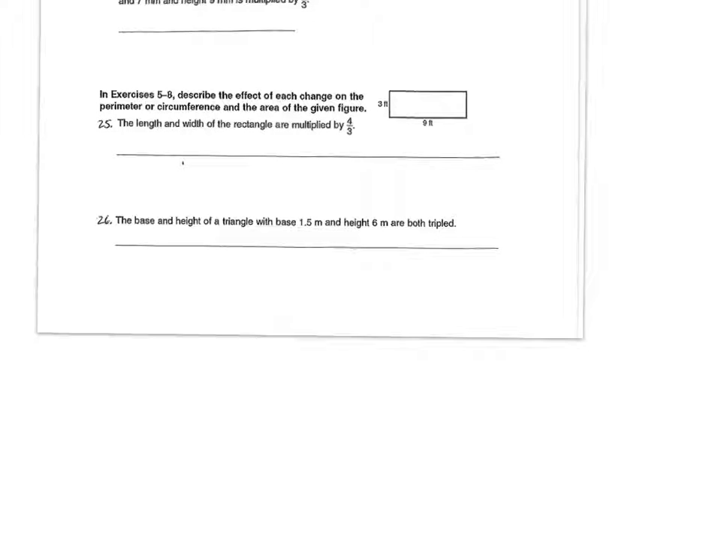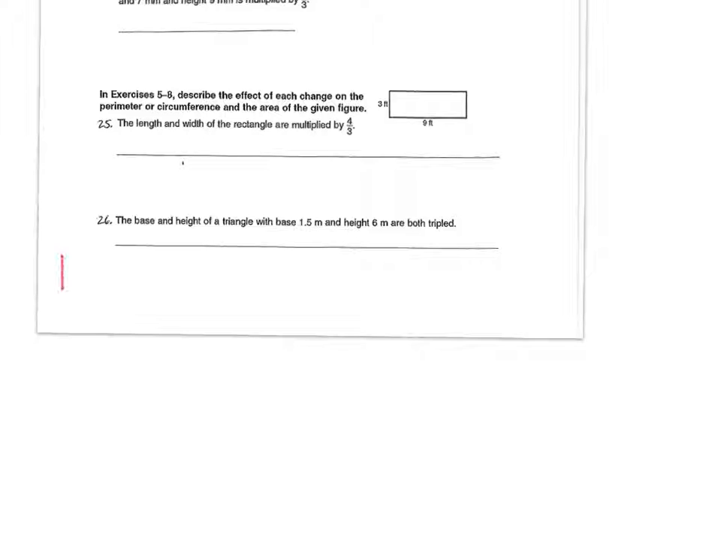Now for number 26. Okay, number 26, they're saying the base and the height of the triangle with base 1.5 and height of 6. So they're both changing, okay, and are both tripled. Okay, so then first of all, I need to get the original perimeter, and this is a triangle. So I need to get the perimeter of the triangle.